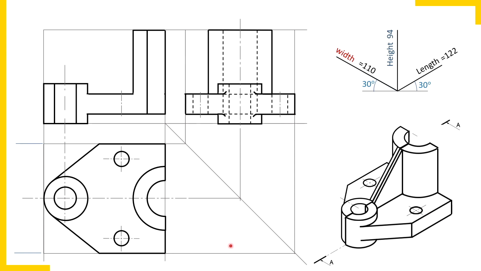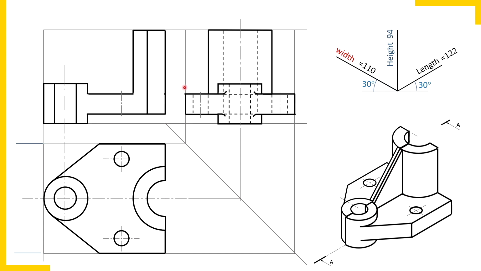Now one more small portion, that is this rib. This rib is a 10 millimeter thick rib. It is after all a plate. In the view showing its shape, in the remaining two views, we are going to draw just thin strips of thickness 10 millimeter. In which view is its shape visible? In the front view. So let's draw that.